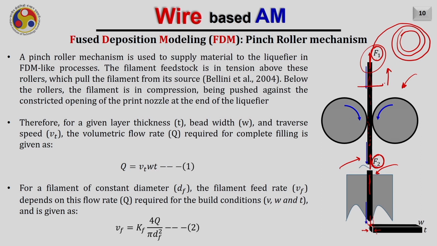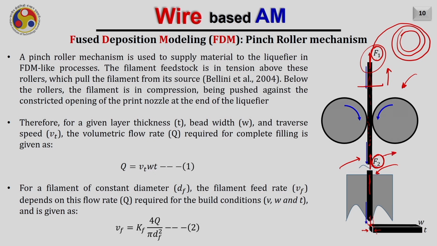So broadly, if you see, the wire at the top is subjected to a tension load and the wire at the bottom is subjected to a compression load. How much this force F2 is, we will discuss after some time.